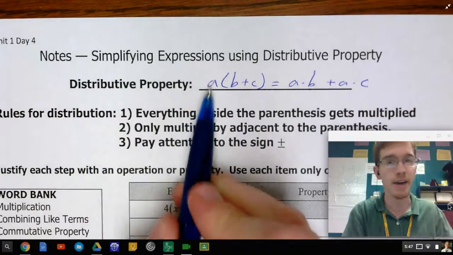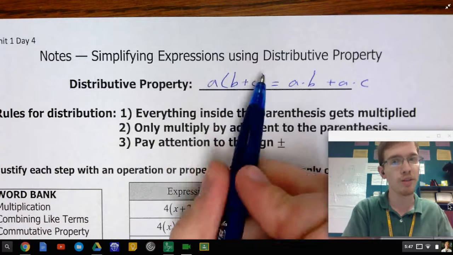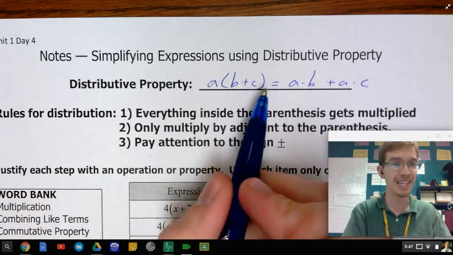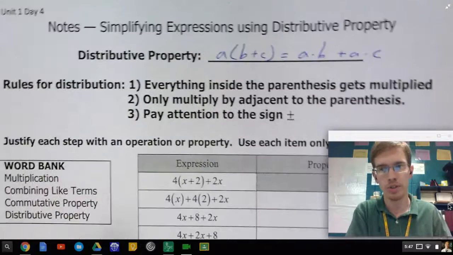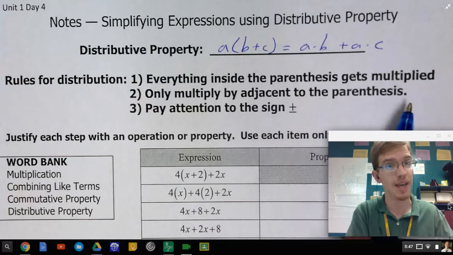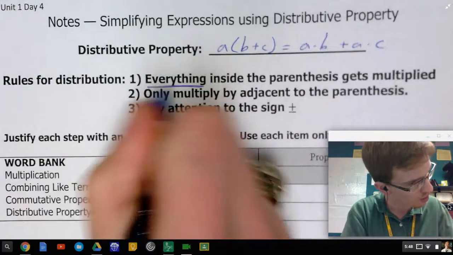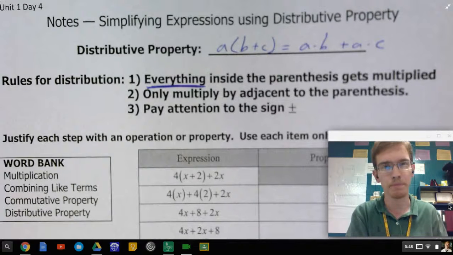That is, if we have a number on the outside of our parentheses here, we can distribute, we can spread it around and actually multiply it by everything inside the parentheses. Key thing, everything. All right, rules for distribution. Number 1, everything inside the parentheses gets multiplied. Everything. You have no idea how many times people make that mistake of not multiplying everything in there.